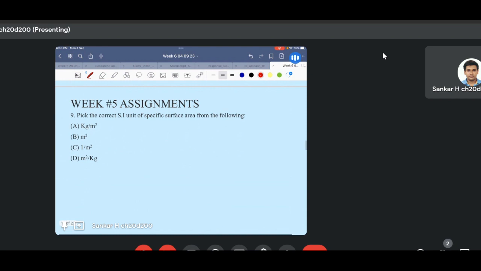Now, the next question is to pick out the correct SI unit of specific surface area. Specific refers to a per kilogram or per gram, per mass basis. Whenever something is specific, like specific conductivity, it refers to conductivity per mass. Similarly, specific surface area refers to surface area per kilogram. We know that the surface area unit is meter square, therefore the correct SI unit for the specific surface area is meter square per gram.